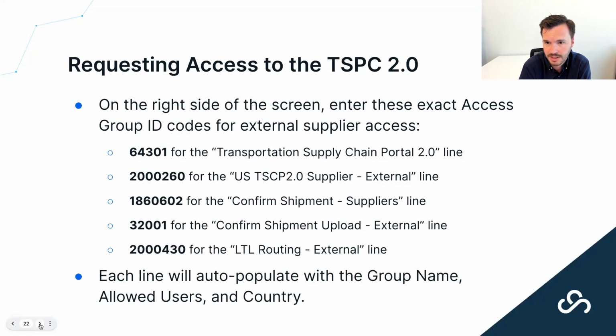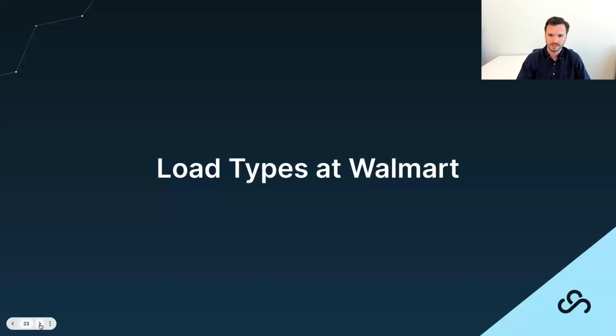So you could have the TSCP 2.0 line, more general, the US supplier external line, confirmed shipment suppliers line, confirmed shipment upload external line, and then the LTL routing external line as well. So these will auto-populate with the group name, allowed users, and country once you put those codes in. So you won't need to put that information in more than once.